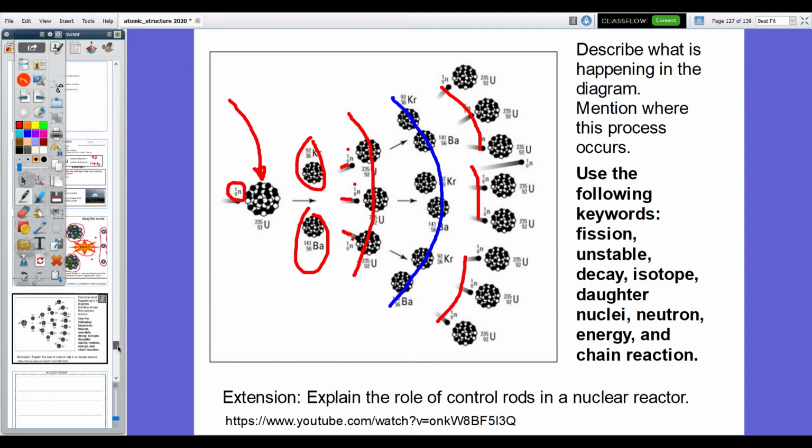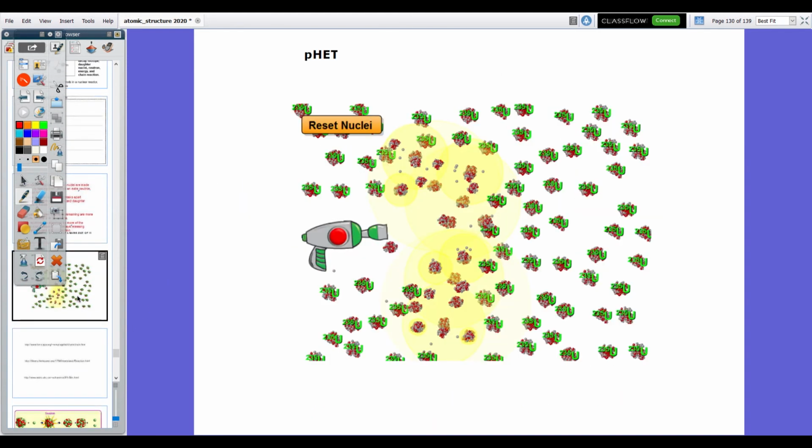You might want to go and look. There's a nice little PhET applet. One of my favorites is PhET. If you go to PhET, you can actually have a little play with this and add uranium-235s. And all you need to do is trigger off 1 uranium-235, and you can set the whole bunch off. Just type in PhET nuclear fission, and you can go and have a little play with that.